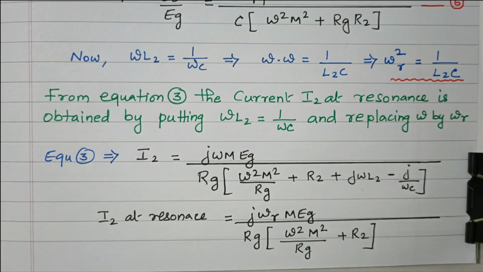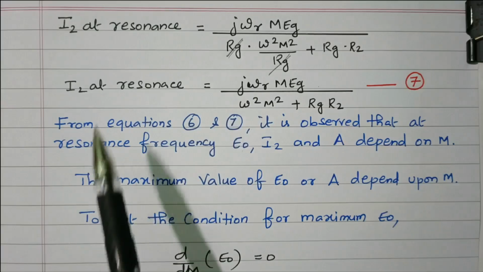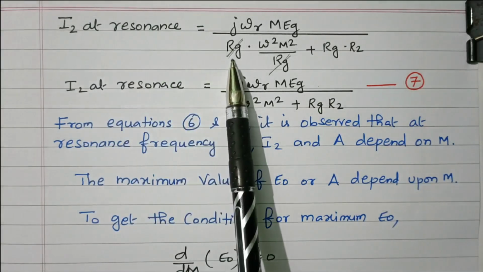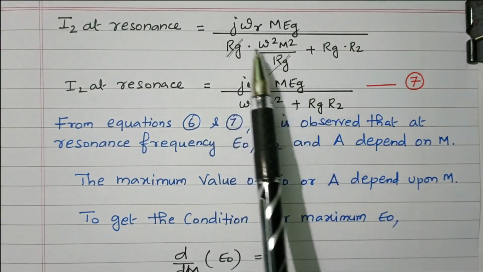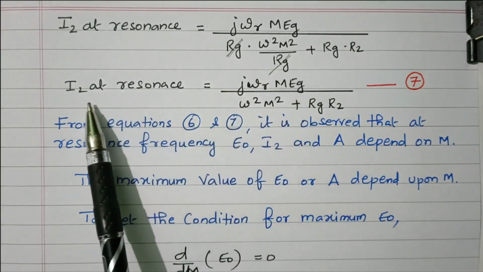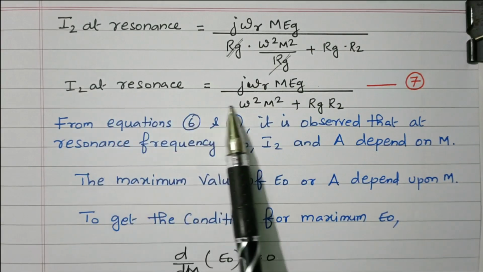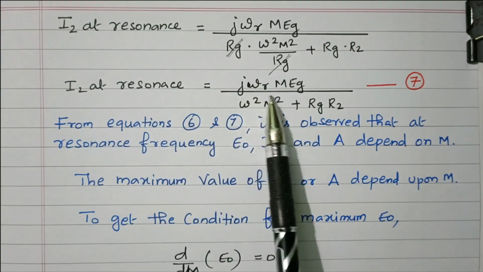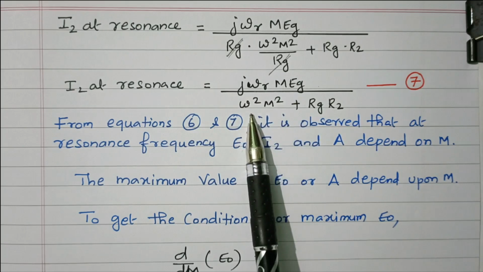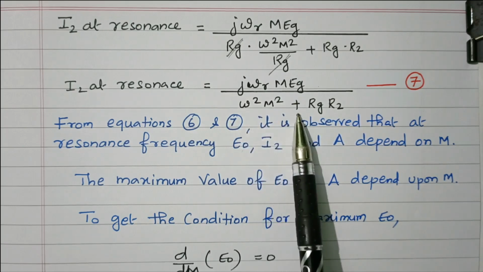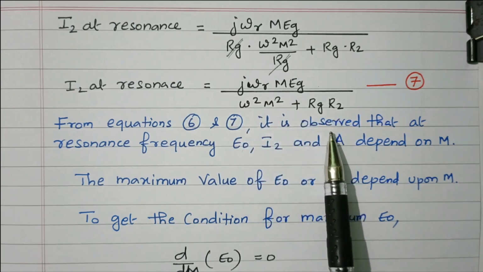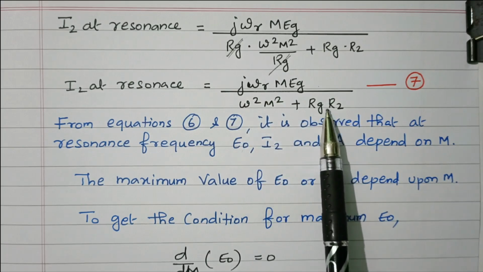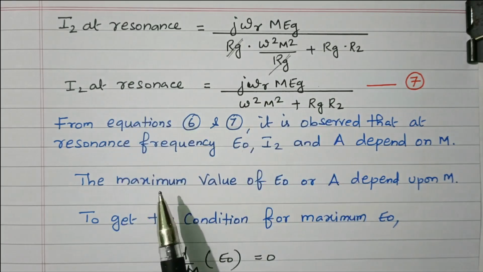Now we'll go for the further simplification. So I2 at resonance, this Rg is multiplied inside, so this Rg got cancelled. Finally we got I2 at resonance equal to j omega r M Eg divided by omega square M square plus Rg into R2. So this is the current at the resonance, current I2 at the resonance.